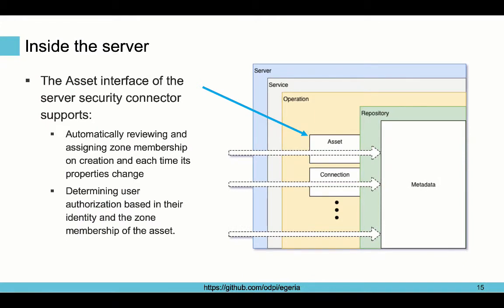And in fact, it's the asset interface within the server security connector that operates with the zones. So the security connector has a number of interfaces that are called to challenge a request as it comes into the server. So there's one on the edge of the server, one when we go into a new service, one as we call the operation. And then if that operation is involving assets, then the asset interface will be called. And this is the one that is passed information about the zones.